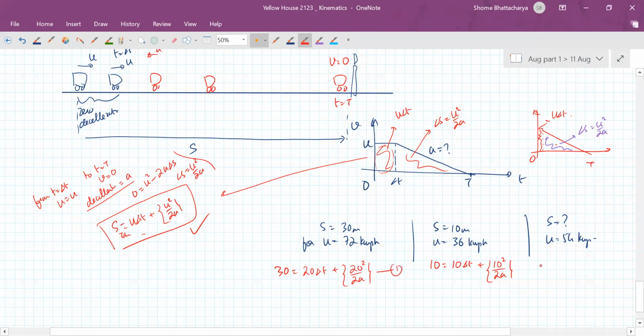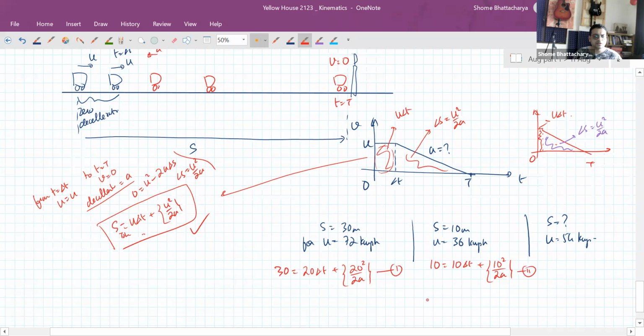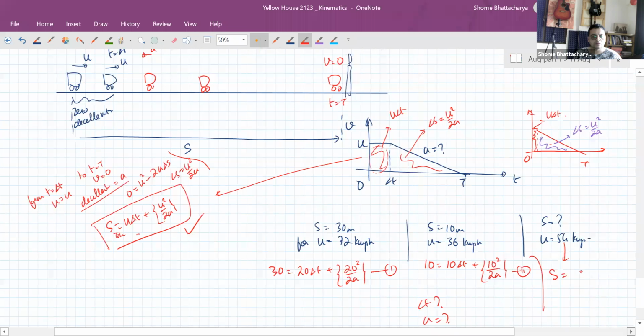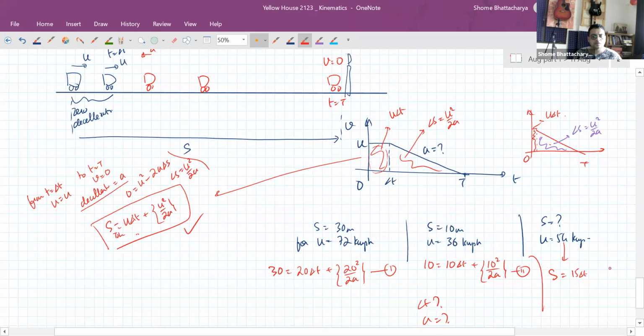So now, simultaneously using this equation and this equation, you can find the value of delta t, and you can find the value of a. And for that, now you have to calculate this. I want to calculate what is the total distance. So 54 km/h will give me how much? 15 meters per second. So this I want to calculate, so I'll substitute this.